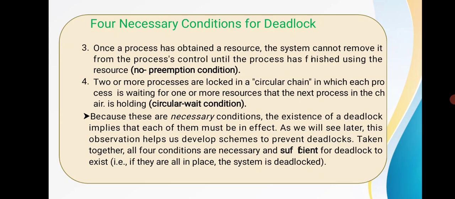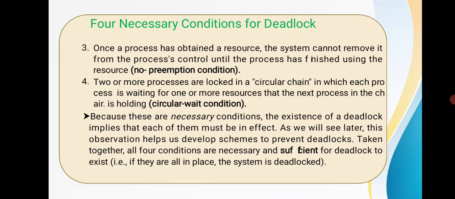So this approach ensures that at least one of the four necessary conditions for a deadlock never holds. Common techniques include, first, breaking mutual exclusion. To break mutual exclusion means to allow sharing of resources where possible, so don't let only one process utilize the resources at all times. We need to relax the mutual exclusion condition so that processes may share resources, for example read-only files.